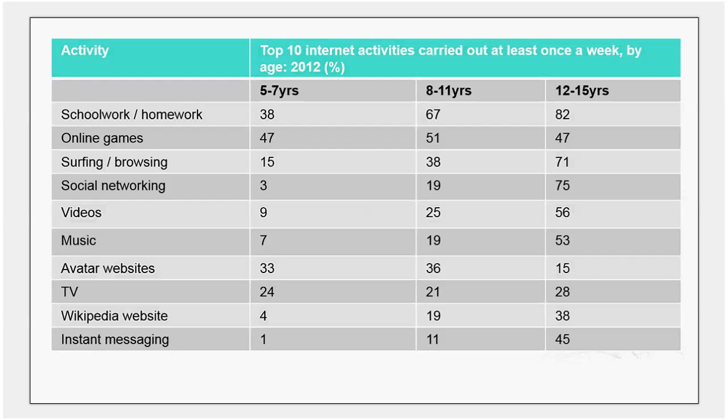This is information from 2012. It's the top 10 activities carried out at least once a week by certain age groups. As you can see, the older the child gets, the more use they have of the internet. Schoolwork, homework. A lot of students here have access to a PC in their home, and I think that has a knock-on effect on the quality of students' homework. But we also provide access to the computers inside the school for those students who may not have access at home, or may have limited access at home.